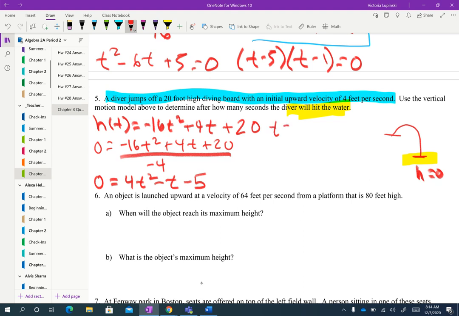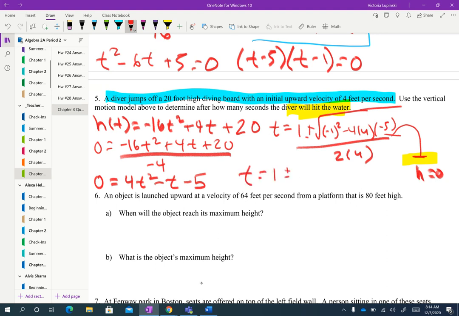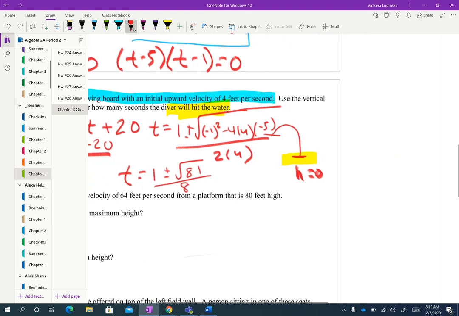So instead of x equals, I'm going to say t equals, because this is time. Doesn't matter if you say x by mistake, but just kind of keep it in mind. So negative b plus or minus the square root of b squared minus 4ac all over 2a. So t equals 1 plus or minus. Under the radical, that's of course the discriminant. So 1, and then 4 times 4 is 16 times 5. That's going to become a positive. So that's going to be 1 plus 80, which gives me the square root of 81 all over 2 times 4 is 8. I'm going to move over to the side here for a little bit of extra room.